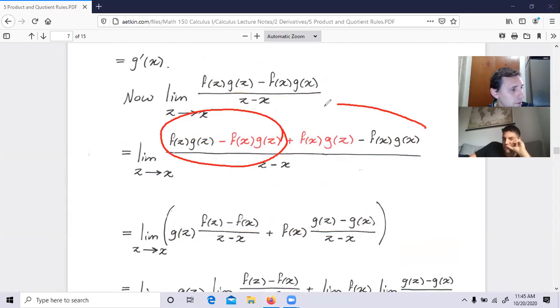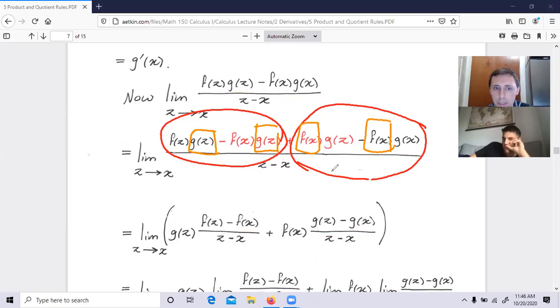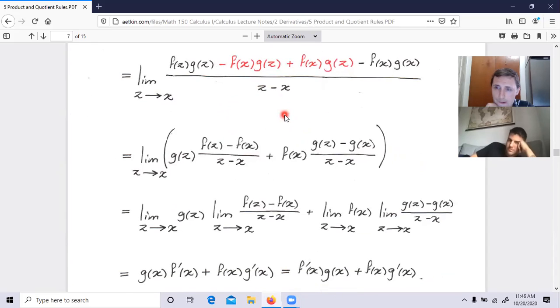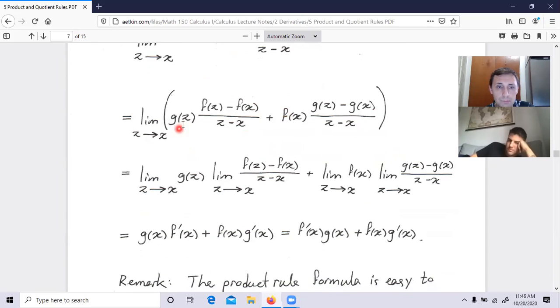This here and this here. Yes, so that's what you see here. I am able to factor out here this part, and here I'm able to factor out this part. So it's just object recognition. I see that I can put it in this form. Yes, it's this plus this.